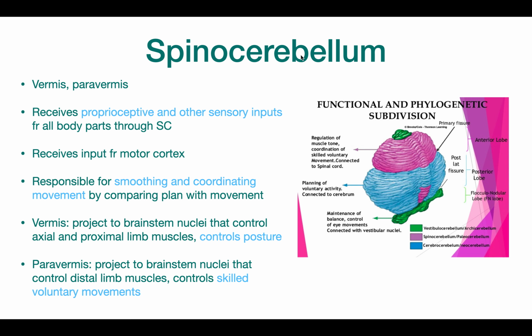The spinal cerebellum is made of two parts, the vermis and the paravermis, and those receive the proprioceptive and sensory inputs. These are responsible for smoothing and coordinating movement by comparing the plan with the movement. For example, if you're reaching out to grab something, your brain has already calculated how far you need to reach and how much tone in the muscles the hand needs in order to grip the cup or to hold out the arm all at the same time.